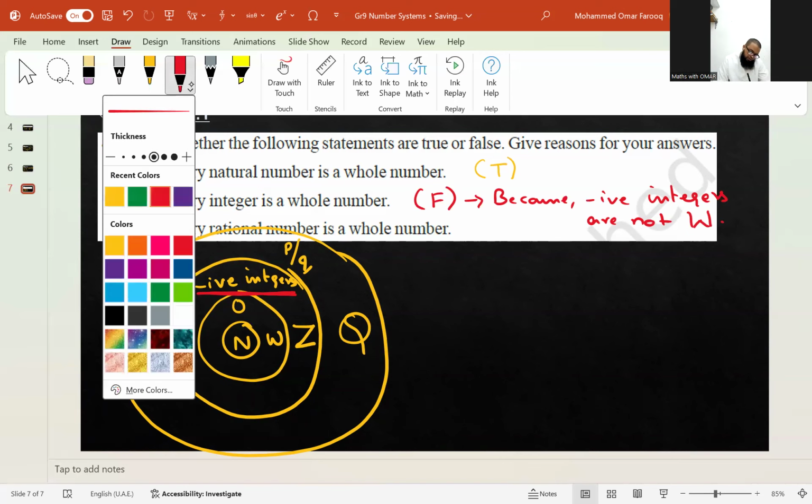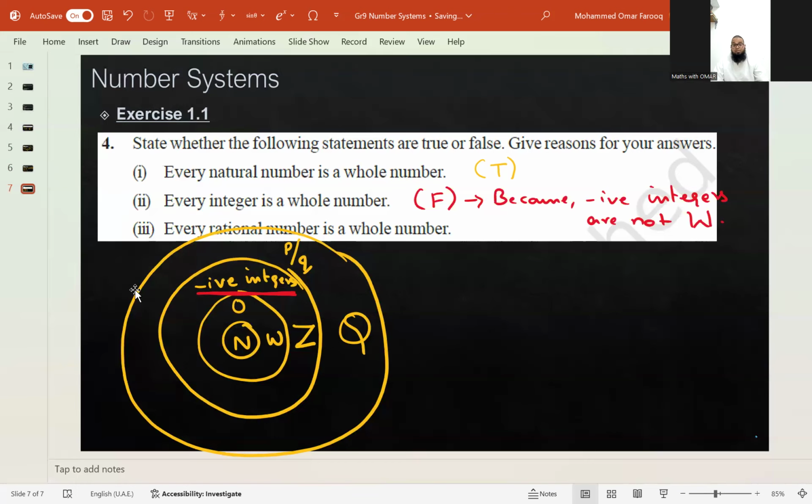Okay. Now, every rational number is a whole number. Let us see whether every rational number is a whole number. See, rational number is a bigger set and whole numbers is a small subset of it. So that means every rational number cannot be a whole number. A smaller set can be included in a bigger set, but the bigger set cannot be included in the smaller set, right? So that is what we understand. So the negative integers, which can be written in the form of p by q, are not included in whole numbers. Therefore, every rational number is a whole number is false.